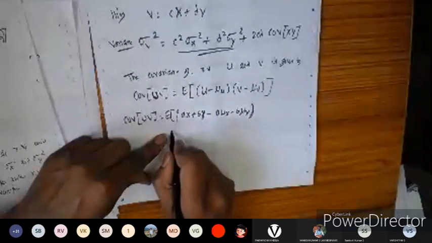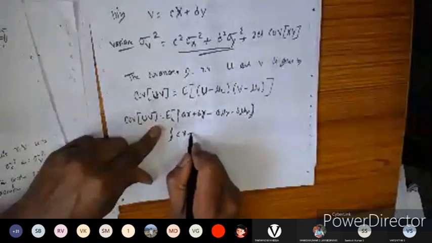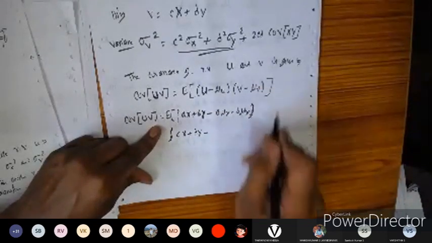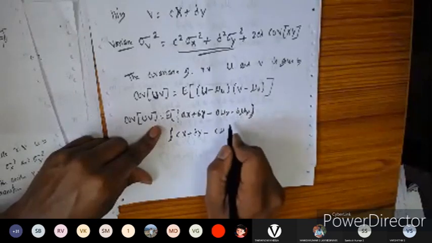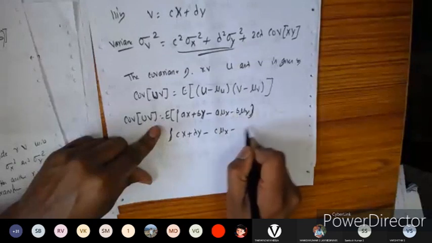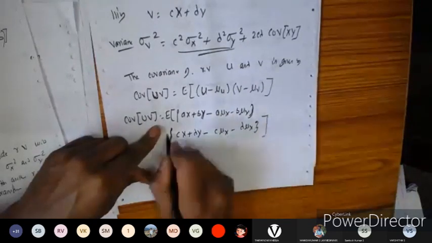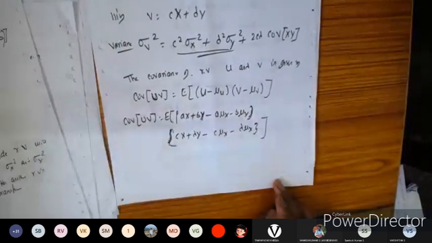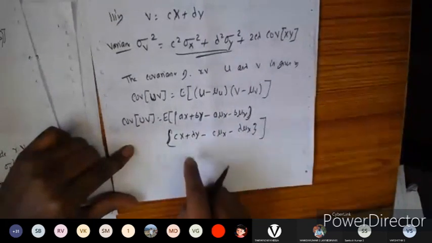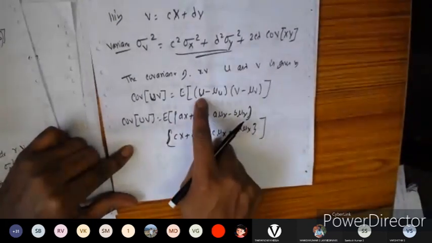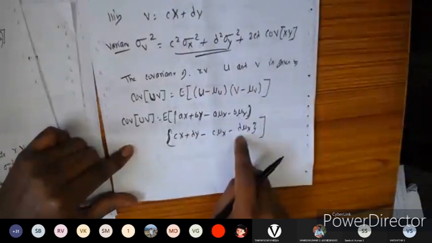I'm going to write here, since the space is not sufficient here. So v is cX plus dY, minus the mean of that, which is c into μx, minus d into μy. We'll get it like this. So, expectation of aX plus bY, that is u, is this one, μu is this one, v is this one, and μv is this one here.